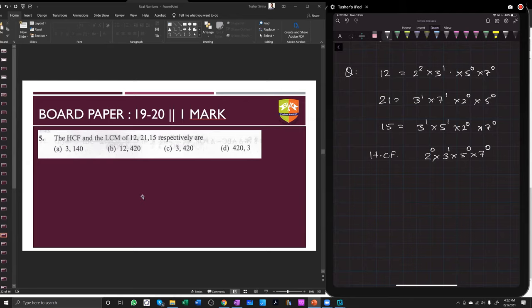So hence this thing is 3. What is LCM? Write all the same factors: 2 into 3 into 5 into 7. But now this time put the highest one. Highest of 2 is 2. Highest of 3 is 1. Highest of 5 is 1. Highest of 7 is 1. Isn't it? So 4 into 3 is 12, into 5 is 60, into 7 is 420. So the answer is 3 and 420. That is C. Okay, perfect.